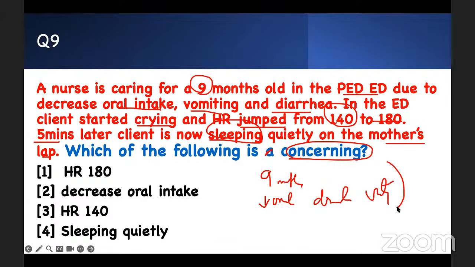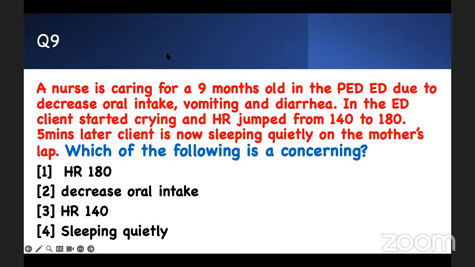What does this tell you? His heart rate was 140, then he went to 180. Now he's sleeping. All of a sudden, what do you think? Which one are you worried about? Because his heart rate is 180? Because he has decreased oral intake? Because his heart rate is 140? Or because he's sleeping? What do you think? Which one do you think is concerning? Prioritization. If you have to pick one, which one should you worry about?